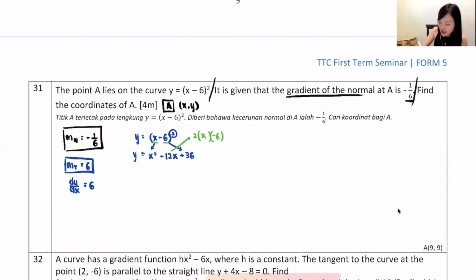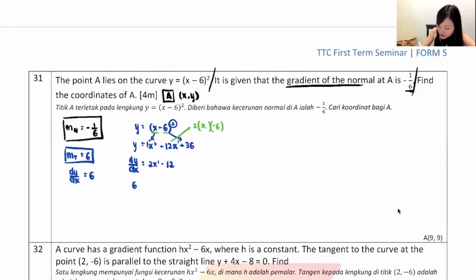Once everything is expanded, I start to differentiate. Times the power and minus 1: 1 times 2 is 2, power minus 1 is 1, so 2x. 1 times negative 12 is negative 12, power minus 1, no more x. And 36 differentiates to 0. Once I have my dy/dx, now I can substitute 6 inside. So minus 12, move it over, plus 12. Times 2, move it over, divide by 2. Flip it back, and my x answer is 9.